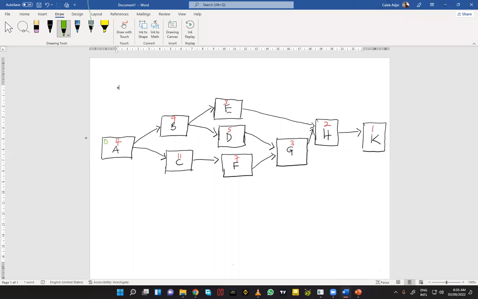So day 0, and the rule says to find the early finish, it is early start plus duration. So this will give us 4 here. And this 4 is destined to give us these 2 activities, B and C. So definitely the early start of this activity is going to be 4. Then to find the early finish, it's going to be 4 plus 9, which will give us 13.